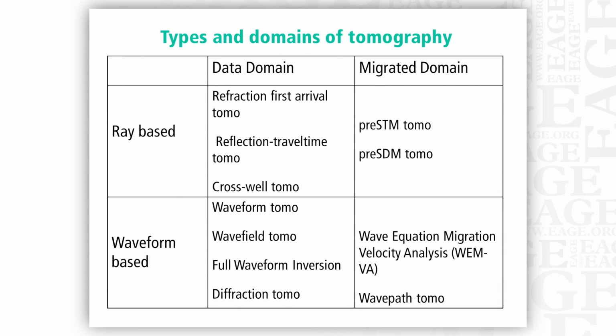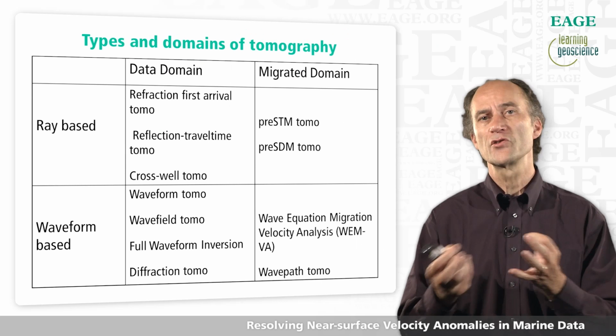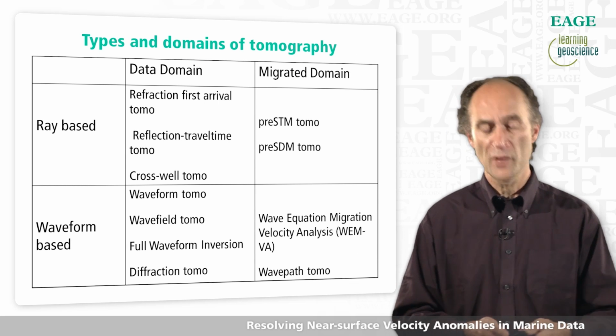Again, you can write the waveform methods on migrated data, and some people refer to that as wave equation migration velocity analysis. And you'll also see some people mixing the two so that each method constrains each other. Costs a lot more, but it might converge more rapidly.